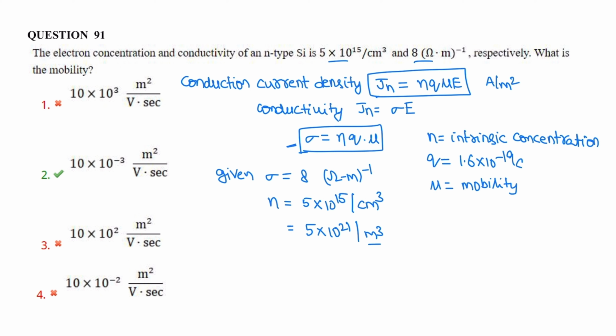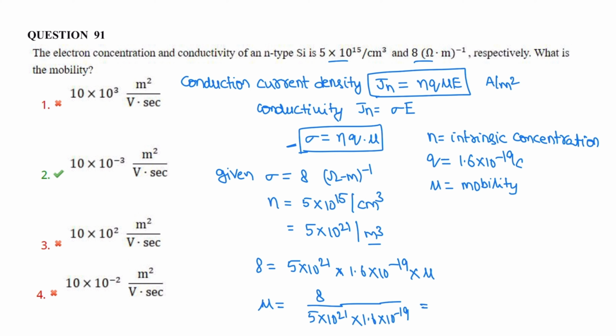So using this relation sigma is equal to nq into mobility. So 8 is equal to 5 into 10 power 21 into charge of electron is 1.6 into 10 power minus 19 into mobility. Therefore, mobility mu is equal to 8 by 5 into 10 power 21, 1.6 into 10 power minus 19. So its value is 10 into 10 power minus 3 meter square by volt second. Option 2 is a correct one.